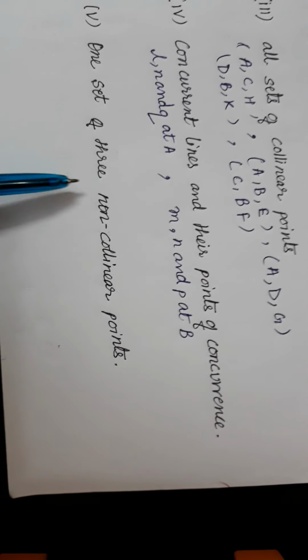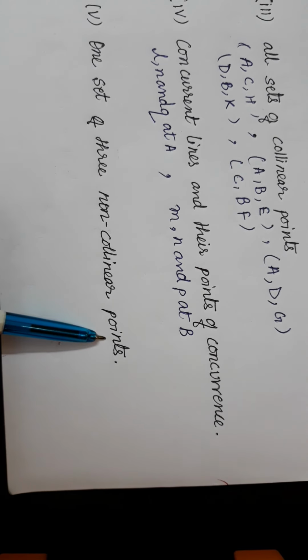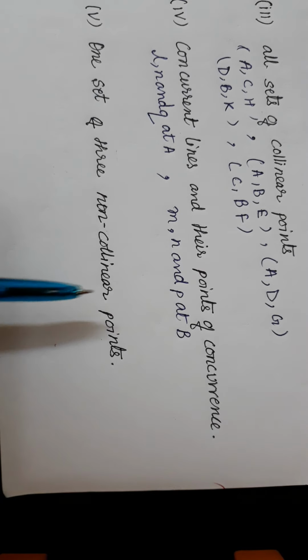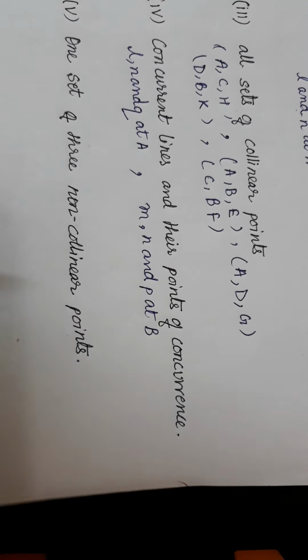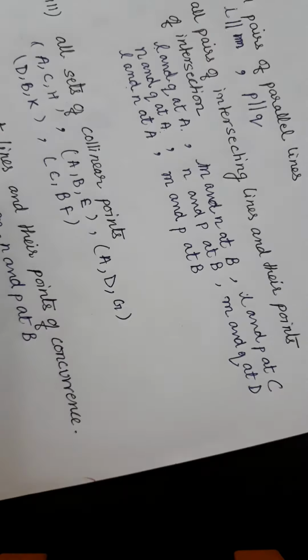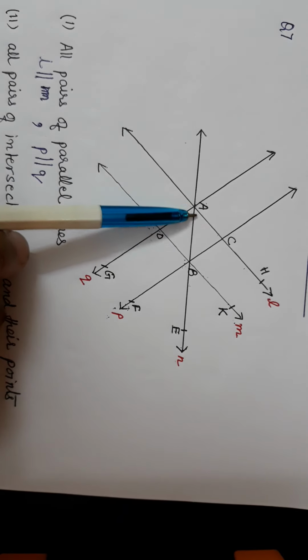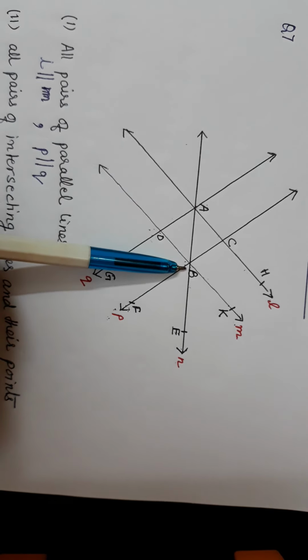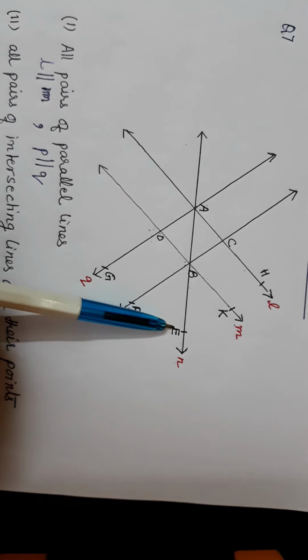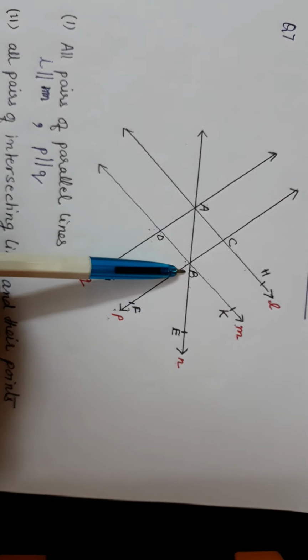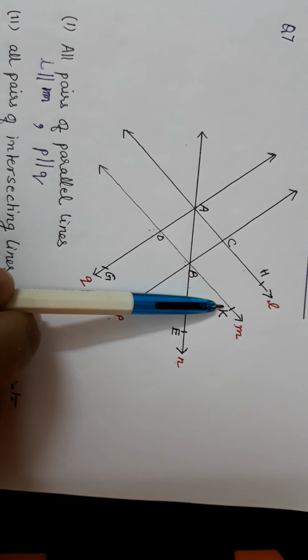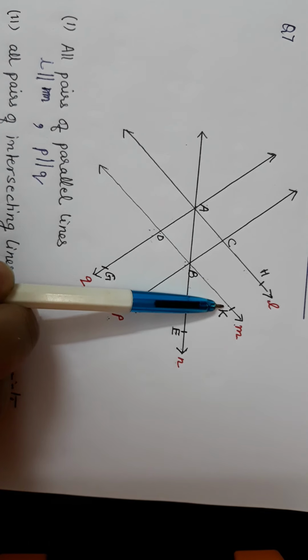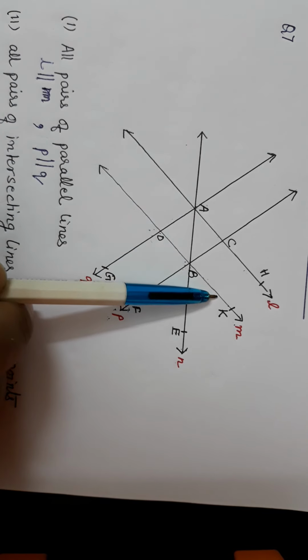Now we see the last question. One set of 3 non-collinear points. So non-collinear points, we know that any 2 points or 3 points which do not lie on the same plane. So if I take A, B, so A, B are on the same plane, but I cannot take E. If I take E, it will be collinear. So I have to take from some other plane. So A, B, K I can take. K is not lying on the same plane. So A, B, K can be non-collinear.